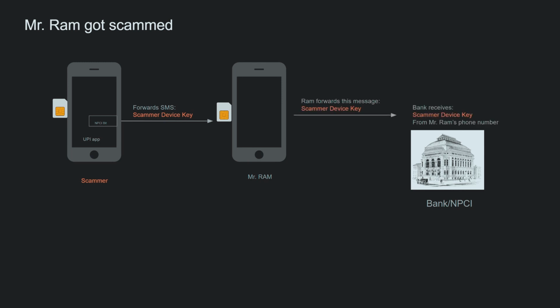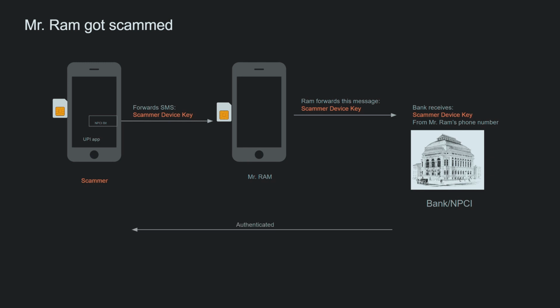And now what happens at the bank side? So the bank receives an SMS from Mr. Ram's phone number, and the device key is actually the scammer's device key. The bank now knows, okay, that Mr. Ram's phone number is present on the scammer's device, which is not the case. But yeah, that is what the bank thinks now. And what happens is the bank authenticates the scammer's device.